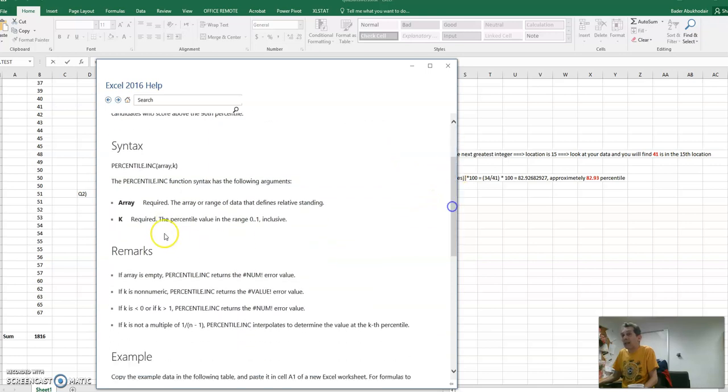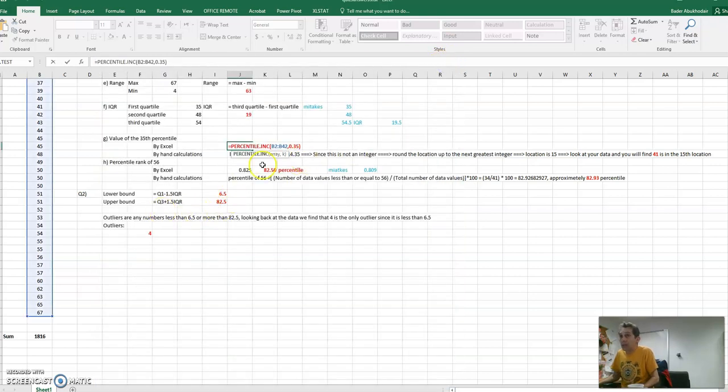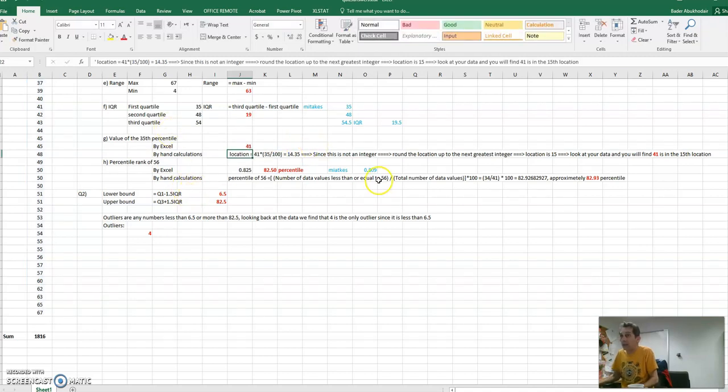Look, it says K is required, the percentile value in the range 0 to 1, inclusive. So inclusively between 0 and 1. It can be 0, it can be 1. But the K has to be a number between 0 and 1. So you cannot put, for example, 35. It will give you an error right away because it wants a value between 0 and 1. So I'll put 0.35. Then enter, and it will find the percentile for you.